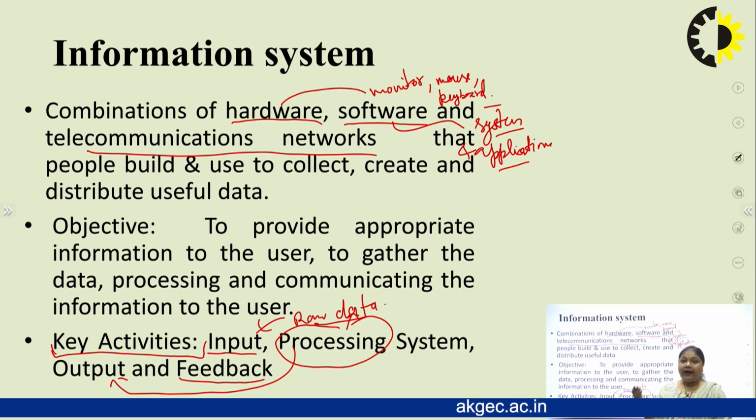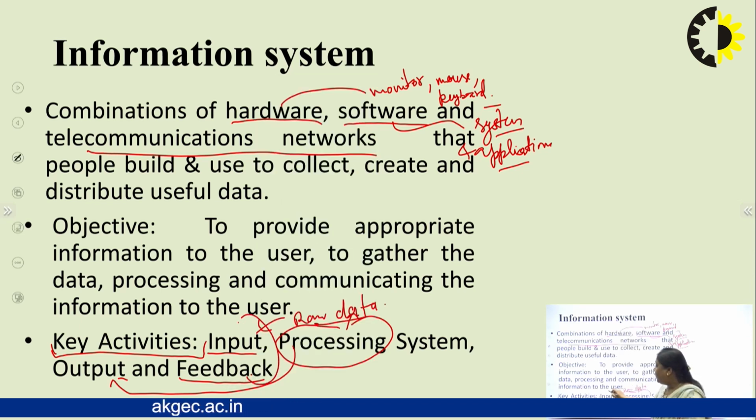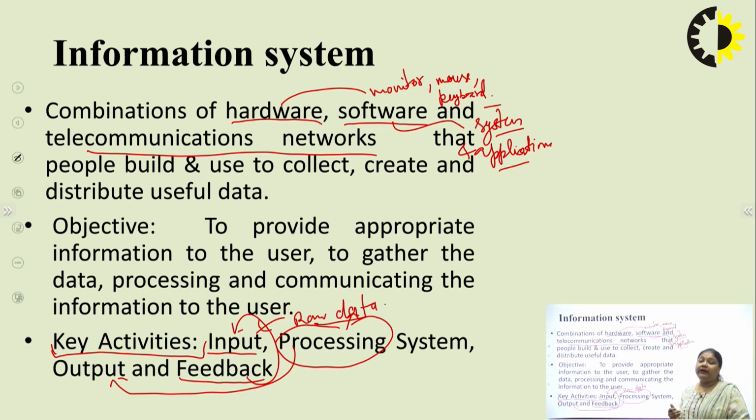The client, the end user, on the basis of the output, gives some feedback to the system. On the basis of that feedback, the input can be improved. When a client or end user gives feedback on some output or information that we get through an information system, then on the basis of that feedback, the whole process can be redefined and improved.